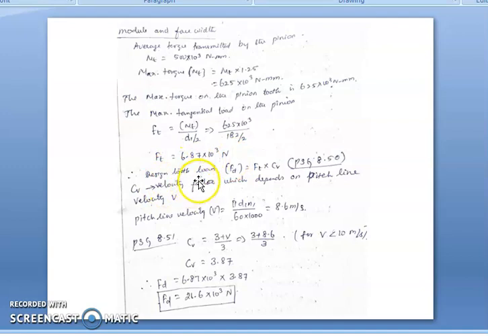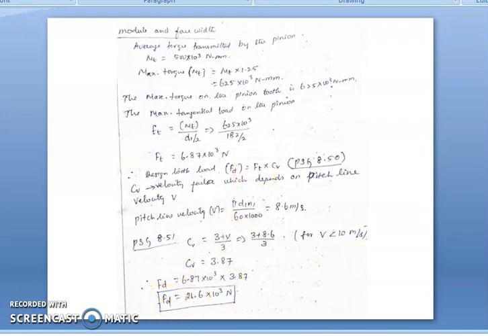The design tooth load Ft is equal to the tangential force into Cv. Cv is the velocity factor, which depends on the pitch line velocity. So we should find the pitch line velocity. We can calculate it at 8.6. If the velocity is less than 10 meter per second, we can select Cv equal to 3 by (3 plus V). Actually at page number 8.51, we can select the Cv value based on the velocities. So once we know Cv and Ft, we can calculate the design tooth load.